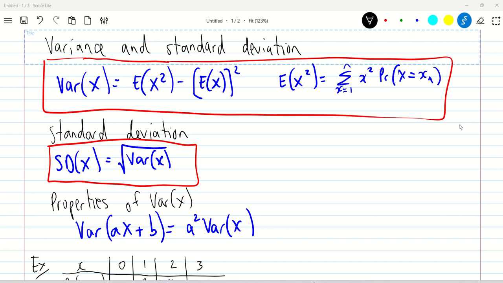And so if they're really spread out, you're going to get a large variance, okay? You get wide things and a large standard deviation. But if they're all clumped together really tightly around the expected value, then you're going to get a small variance and a small standard deviation.